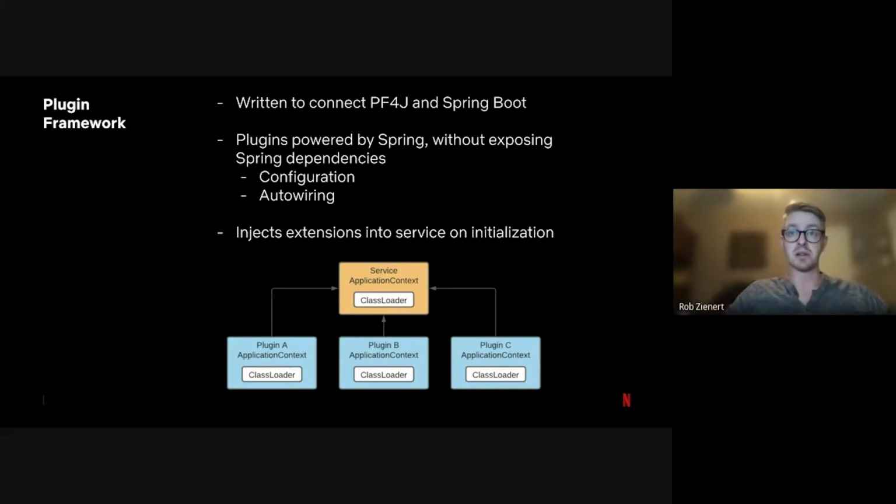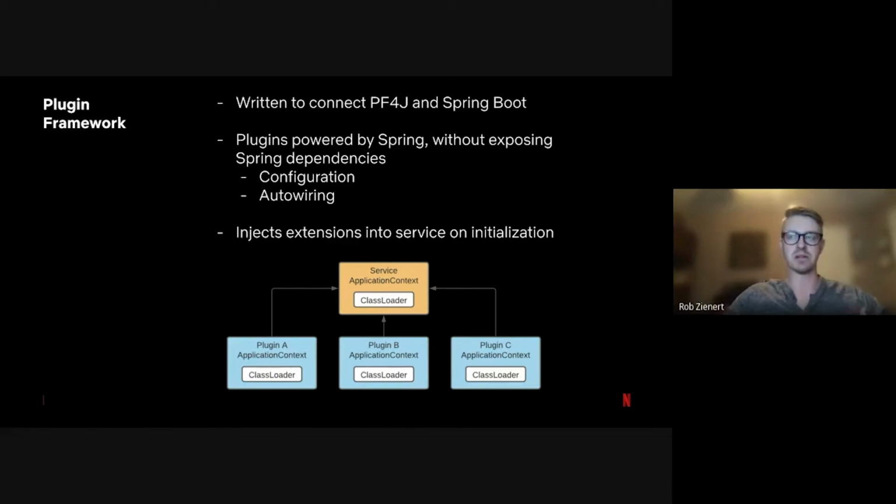During plugin startup, its application context is first created, its beans are created, and its extensions are what we call promoted into the parent application for auto wiring. Now, this is important. Class loaders and application contexts are unidirectional, so plugins can look up to their parent for dependencies, but the service cannot look down into a plugin to find dependencies.